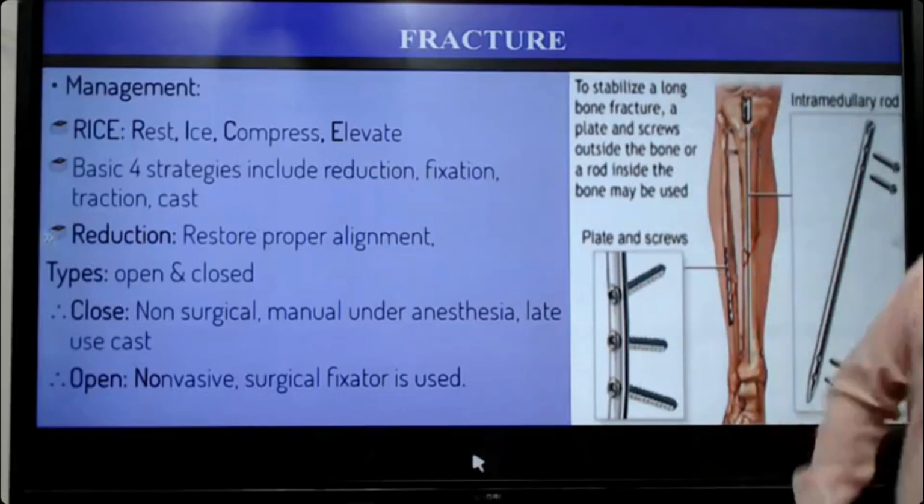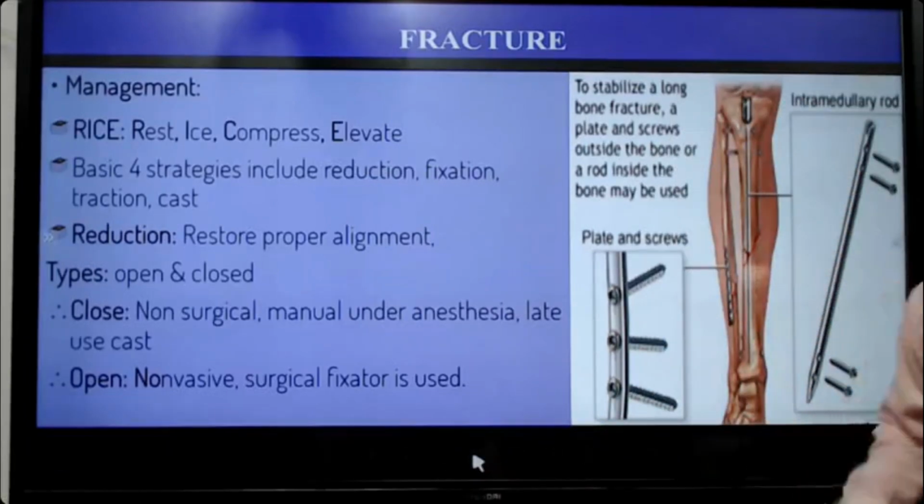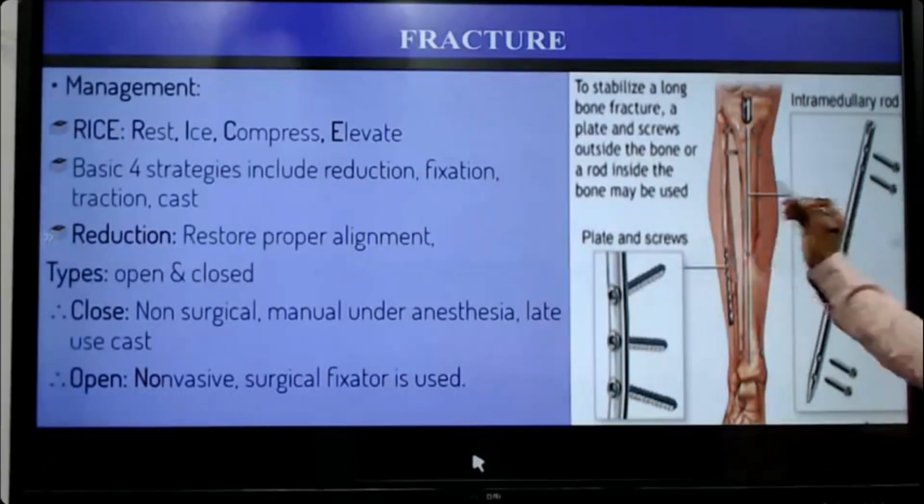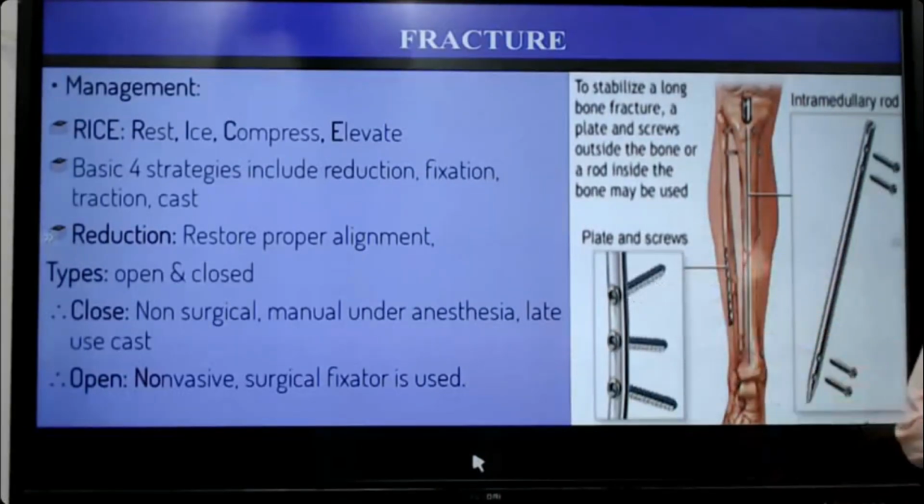So this one, you know it. What is this? Screws and plates, internal and external fixation, isn't it? Plates and screws. They place them for fractures, isn't it?